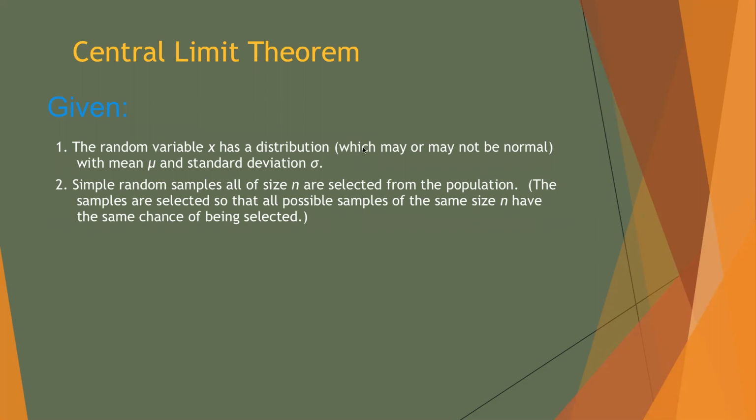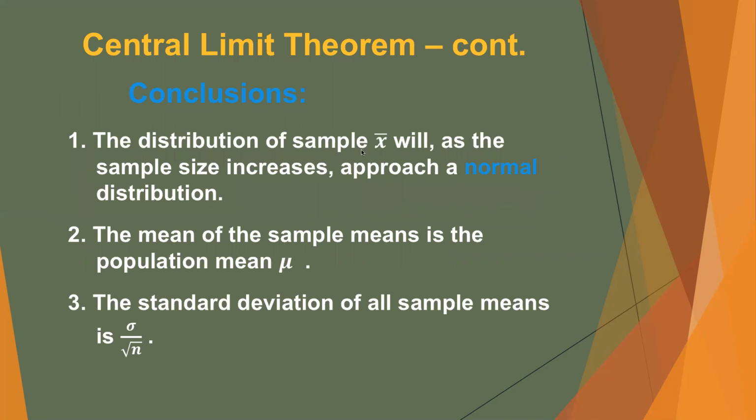So the random variable x has a distribution which may or may not be normal, with mean mu and standard deviation sigma. Simple random samples of size n are selected from the population. Samples are selected so that all possible samples of the same size n have the same chance of being selected. Conclusions: the distribution of the sample mean, x bar, will, as the sample size increases, approach a normal distribution. The mean of the sample means is the population mean mu. The standard deviation of all sample means is sigma over the square root of n.